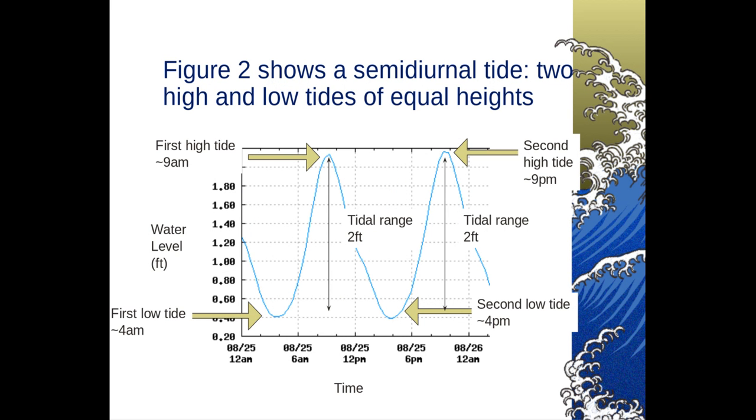Figure 2 is showing a semi-diurnal tide, like we would have here. Notice that the low tides are about equal, the high tides are about equal. There are 2 during the 24-hour period, 2 high tides, 2 low tides. The first low tide was at 4 a.m., and the first high tide was at 9 a.m. The second high tide was around 9 p.m., and the second low tide was around 4 p.m. The tidal range is about 2 feet. So you need to be able to do all of those.